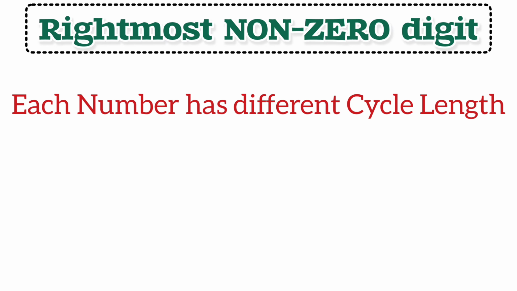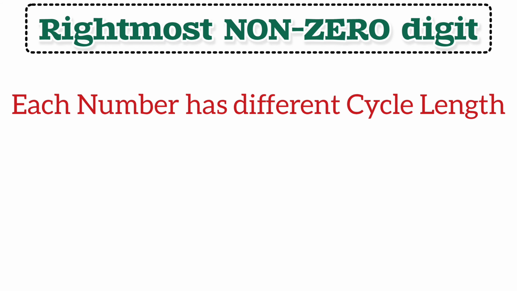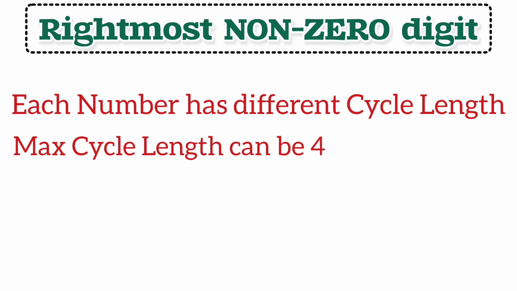As you must have noticed, all these numbers have different cycle lengths. But you don't need to remember cycle length or the last digit of each term. Whenever you have any base, write the values of their powers from 1 to 4, because the maximum cycle length of any digit can be 4.